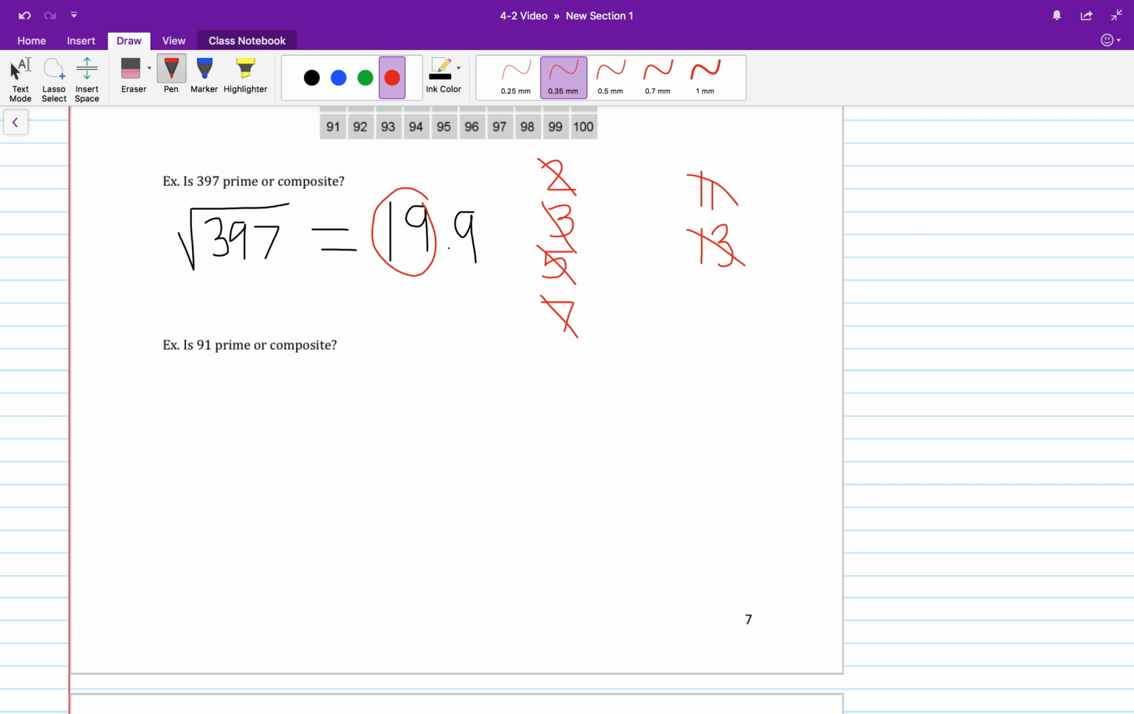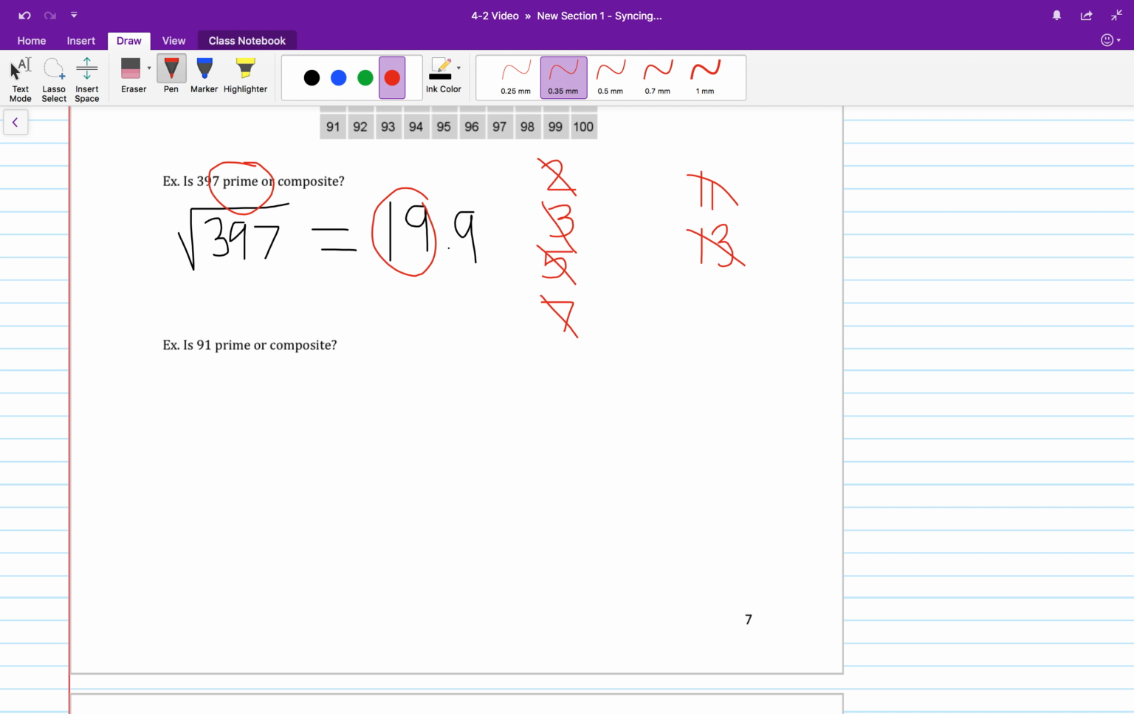So none of these numbers divide 397. That means that none of these numbers are factors. So therefore, it is prime. If one of them had divided it, it would have been a factor, so 397 would have been composite. This is how we find prime numbers.